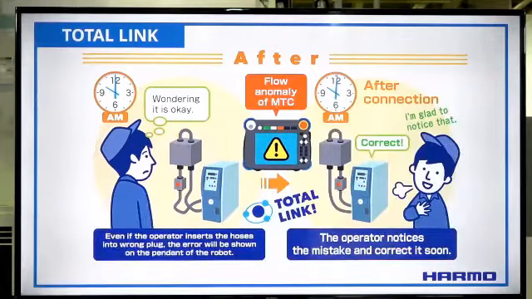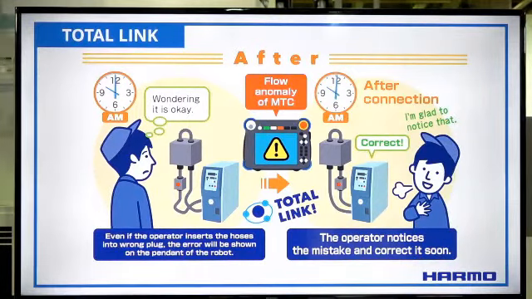If you have Total Link, by installing the flow meter on MTC and installing Total Link, the pendant of the robot teaches the error of the MTC to the operator, and it makes the operator notice the long plumbing of the hoses quickly. He can correct it soon, so there is no waste time.